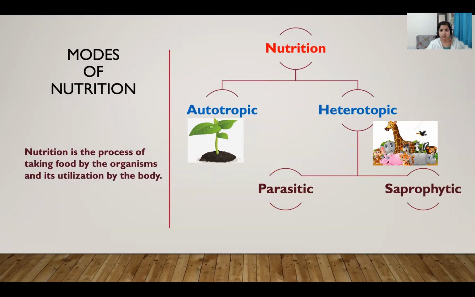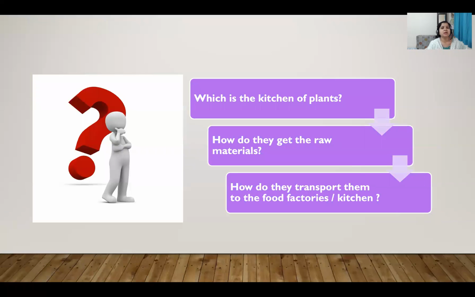As I have told you, the plants utilize carbon dioxide and water to synthesize their food. So where do they prepare their food? It means, which is the kitchen of the plants, and how do they get the raw materials like carbon dioxide and water, and how are these raw materials transported in the plants? So let's understand and find the answer to all such questions by understanding photosynthesis.